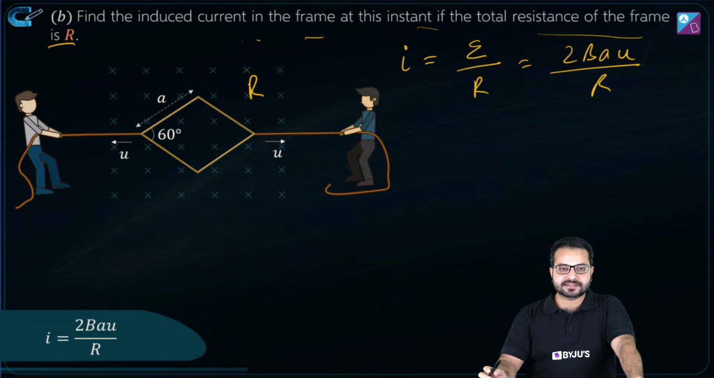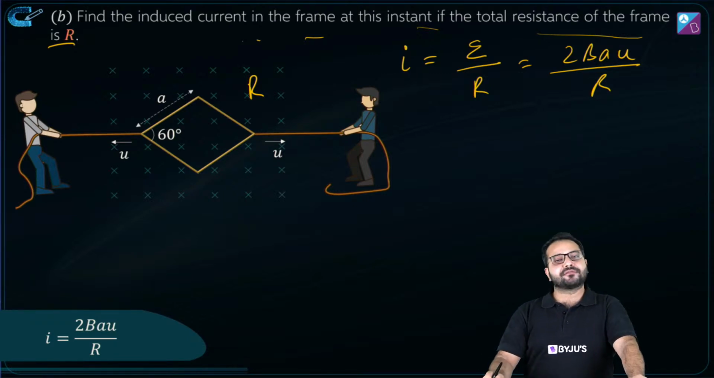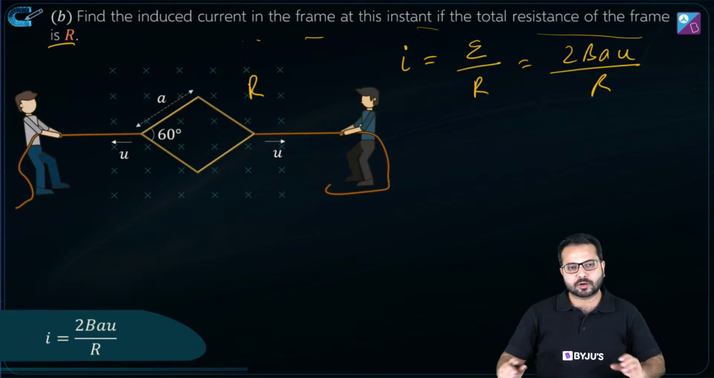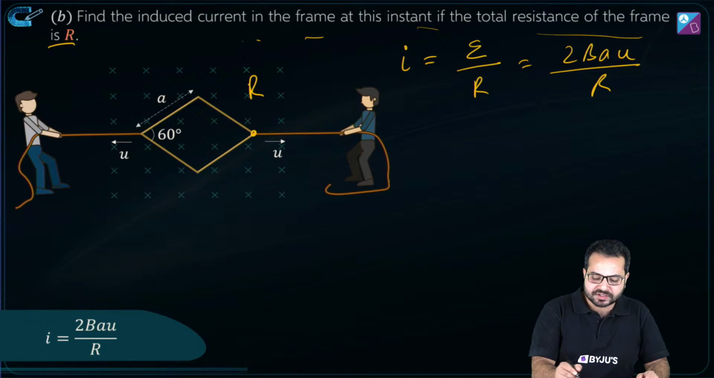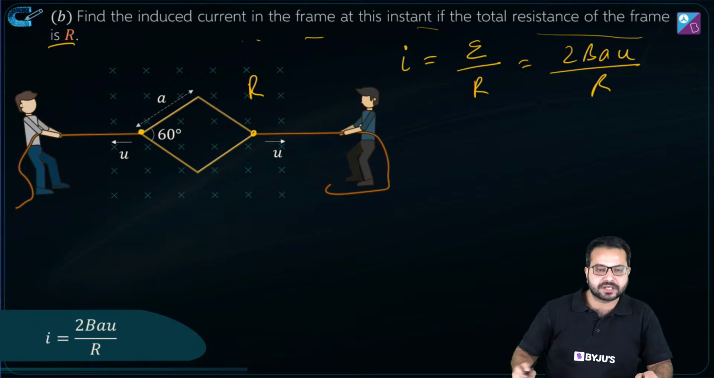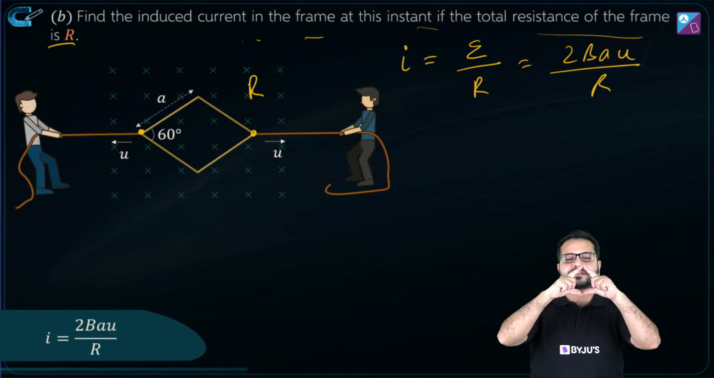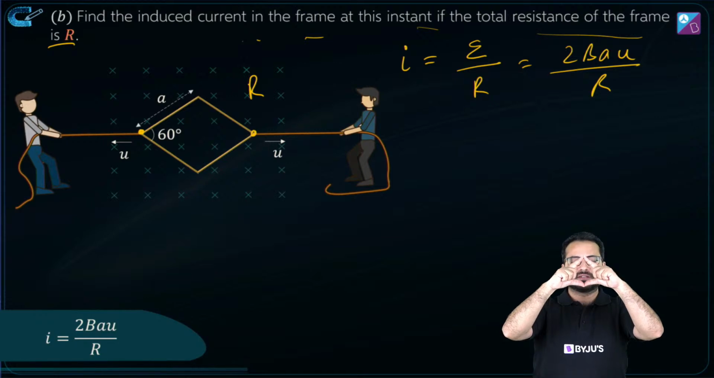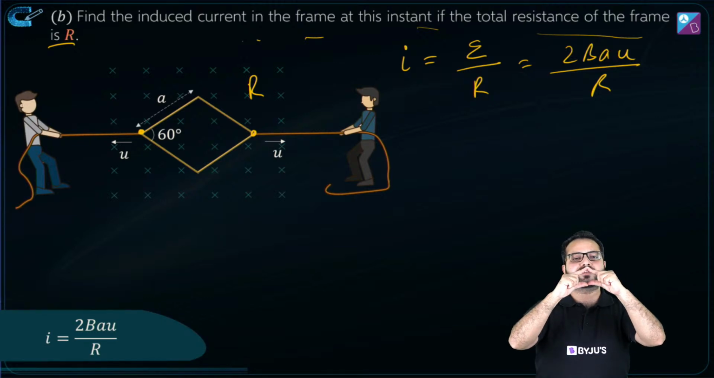Okay, so Abhinand is asking, where is the frame moving? See, the frame is not moving. The frame is only getting deformed. This point is being pulled with a speed u. So what is happening? This is the square. This frame is not moving anywhere. It is just becoming a rhombus. This square is becoming a rhombus. This is what is happening.